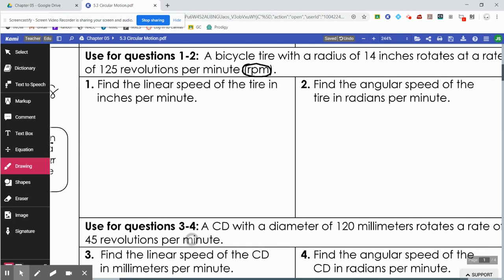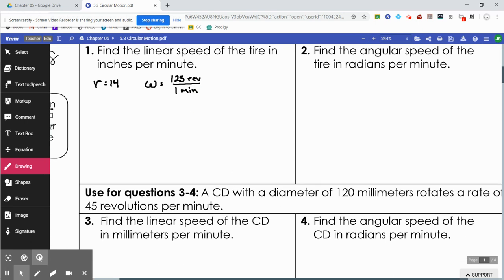So we have our radius: the tire has a radius of 14 inches. And the angular velocity they give us is 125 revolutions per minute. I said angles are measured in degrees and radians, but angles could also be measured in revolutions. So our angular velocity is 125 revolutions per 1 minute. First off, let's find the arc length.